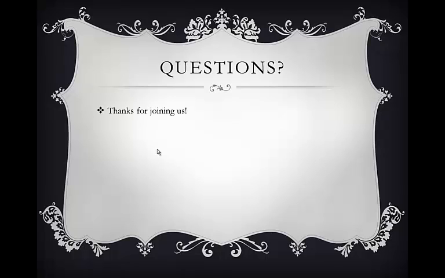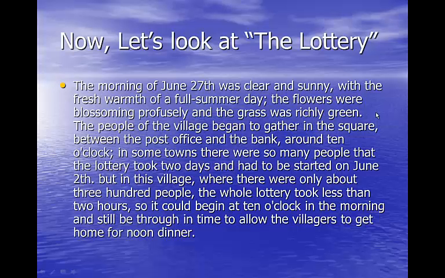Now, if we were to look at The Lottery, this is the first paragraph from a short story. The morning of June 27th was clear and sunny, with the fresh warmth of a full summer day. The flowers were blossoming profusely, and the grass was richly green. The people of the village began to gather in the square between the post office and the bank around 10 o'clock. In some towns, there were so many people that the lottery took 2 days and had to be started on June 2nd. But in this village, where there were only about 300 people, the whole lottery took less than 2 hours, so it could begin at 10 o'clock in the morning and still be through in time to allow the villagers to get home for noon dinner.